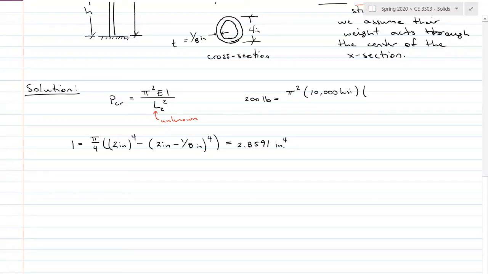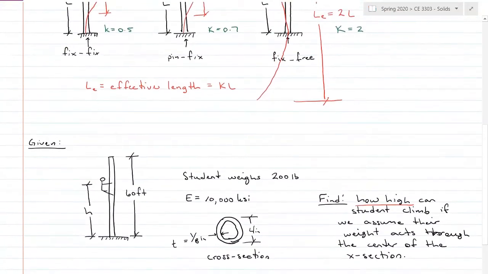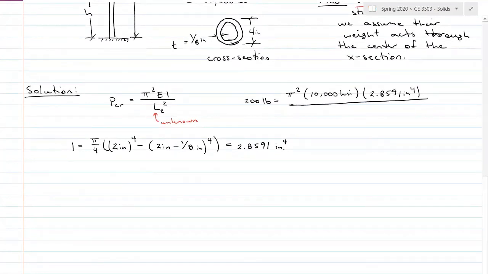So I'm going to plug that in. 2.8591 inches to the 4th, all over the effective length. So this is a fixed free column, which means my effective length is 2 times the length. So I'm going to put in 2L quantity squared. Okay, because L is my unknown, because I'm trying to see how high the student can go. And when I solve for L, I get 593.9 inches, which is going to equal 49.5 feet.